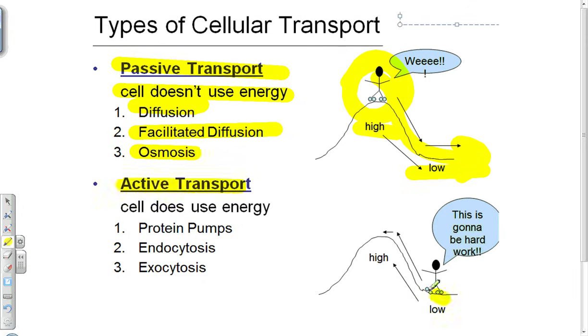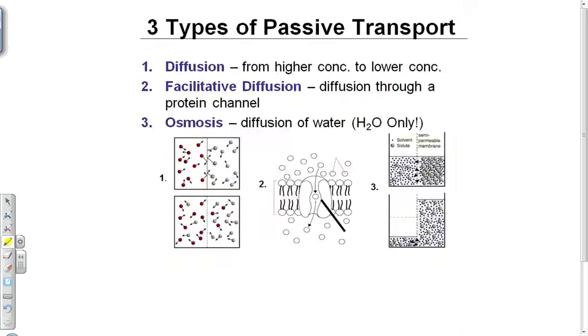Active transport's like if you're on rollerblades and you're at the bottom of a hill and you got to get up to the top of the hill. That's going to require energy to do that, right? So a cell is using energy. Protein pump is an example of that. Endocytosis and exocytosis are also examples of cells using energy to transport something across the membrane.